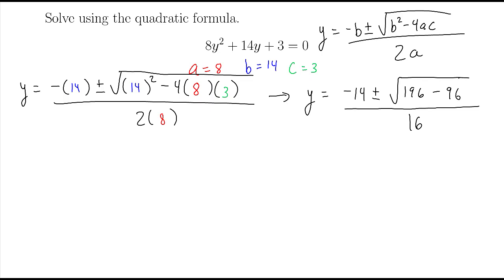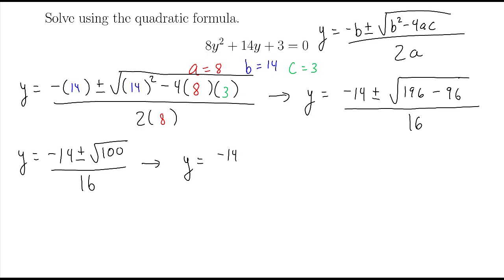So let me rewrite all this. Y equals negative 14 plus or minus the square root of 100 over 16. Okay, well, we know that the square root of 100 is 10, right? Because 10 squared is 100. So y is equal to negative 14 plus or minus 10, over 16.